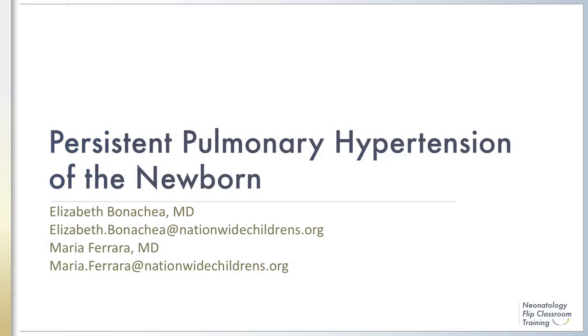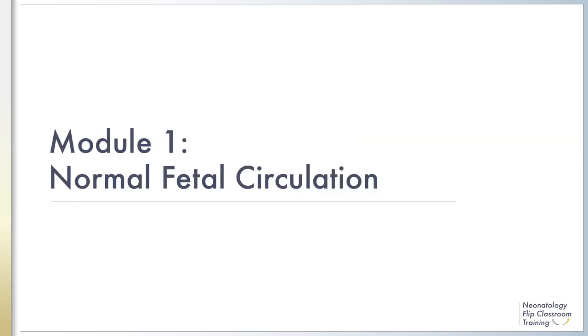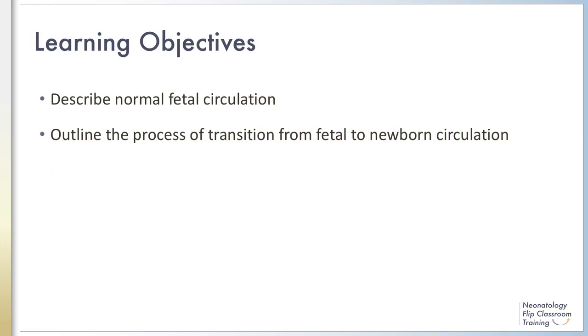This program discusses persistent pulmonary hypertension of the newborn, which we will refer to as PPHN. It includes 4 modules covering the normal fetal circulation, the pathogenesis of PPHN, the diagnostic features of PPHN, and the management of PPHN. This module will provide an overview of the normal fetal circulation. By the completion of this module, the learner should be able to describe normal fetal circulation and outline the process of transition from fetal to newborn circulation.